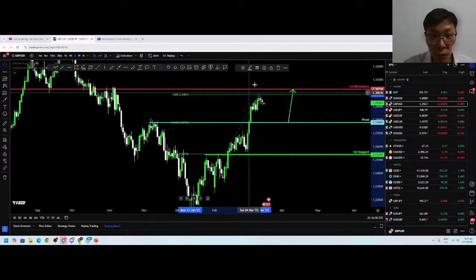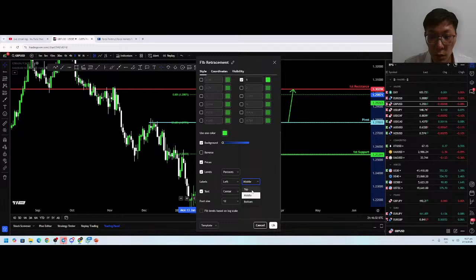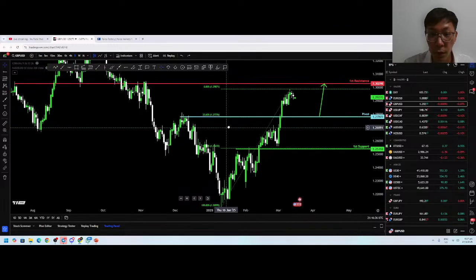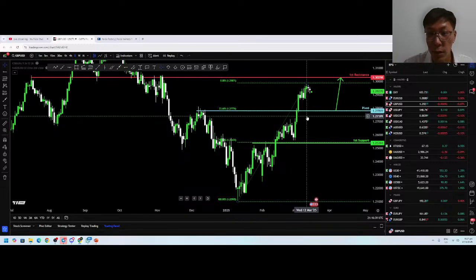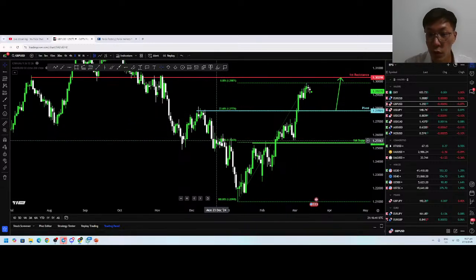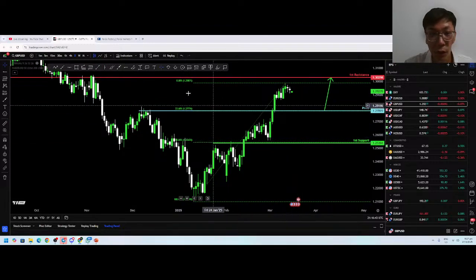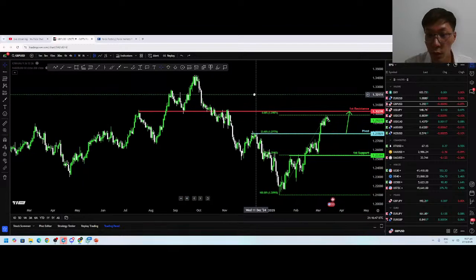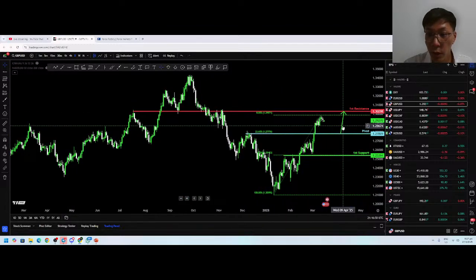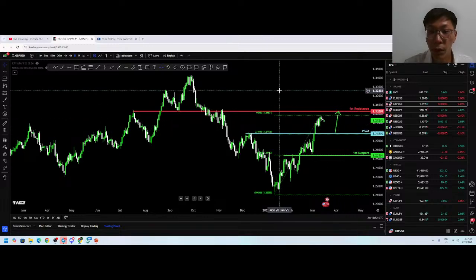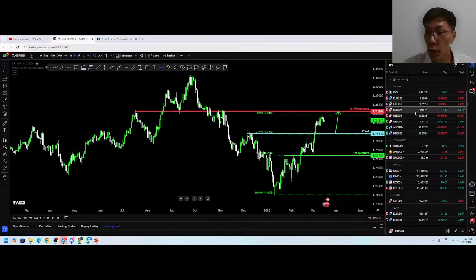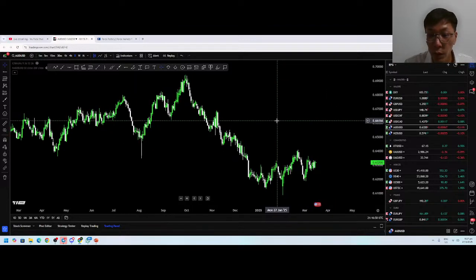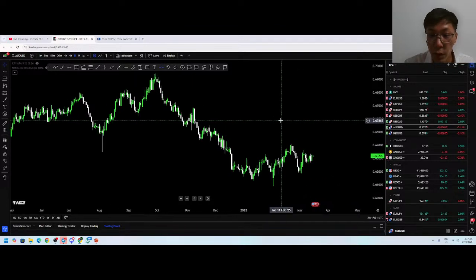Okay, so wait, why did it change? Okay, very nicely. You can see 23.6 aligns nicely with our pivot point, 50% retracement aligns nicely with the first support level. Okay, everything is on the daily chart. All right, then the next thing we will have to look at is AUD/USD. Okay, AUD/USD.